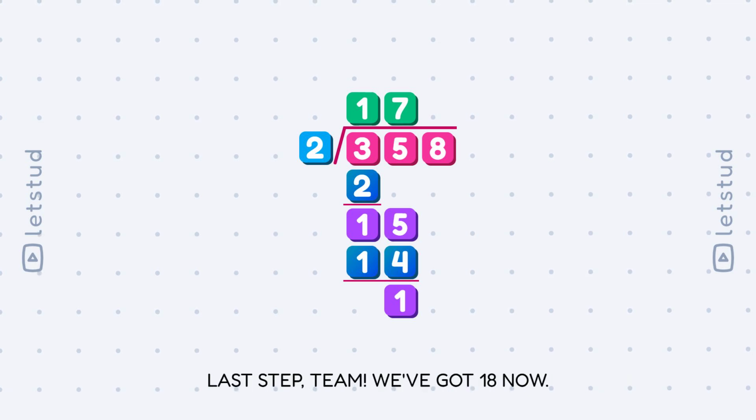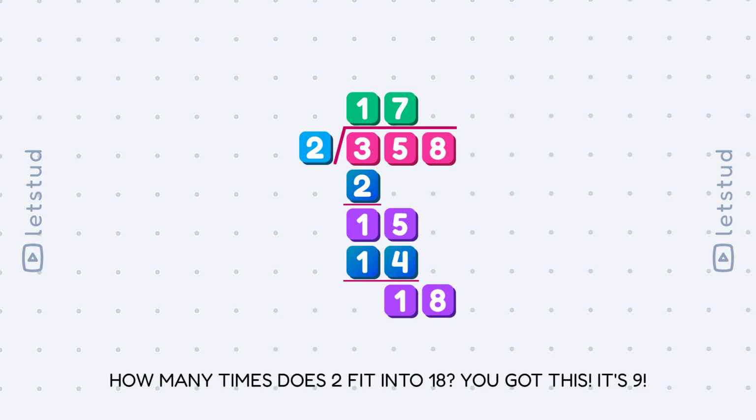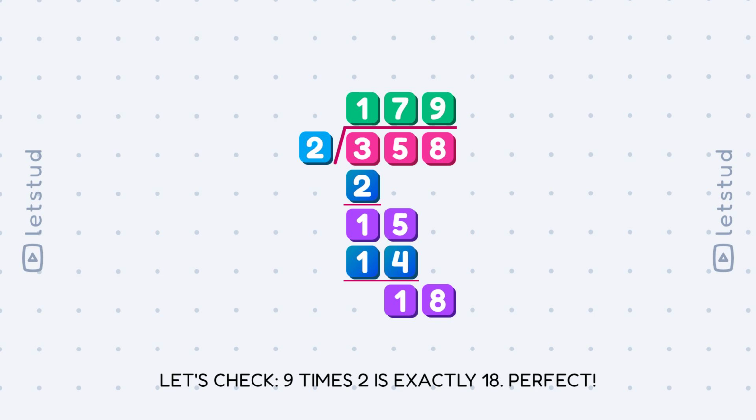Last step, team, we've got 18 now. We brought down the 8, so we're looking at 18. How many times does 2 fit into 18? You got this, it's 9. Let's check: 9 times 2 is exactly 18.